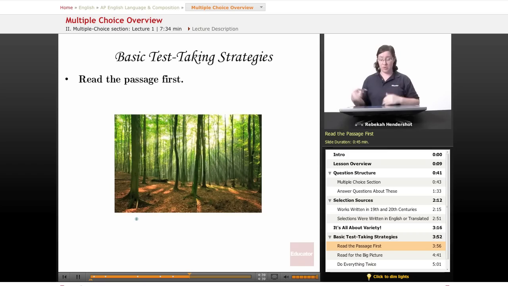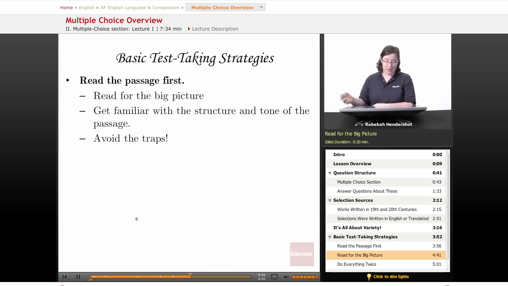Start with the information you're given. All right. Read for the big picture. Look for the main idea. Just kind of get the gist of it. Get familiar with the structure and tone of the passage, what's there, what's not there, how is it expressed, and avoid those traps. Remember those trick questions I just told you about? Watch out for those, read the passage first, and you will be, to some extent, protected from those traps.